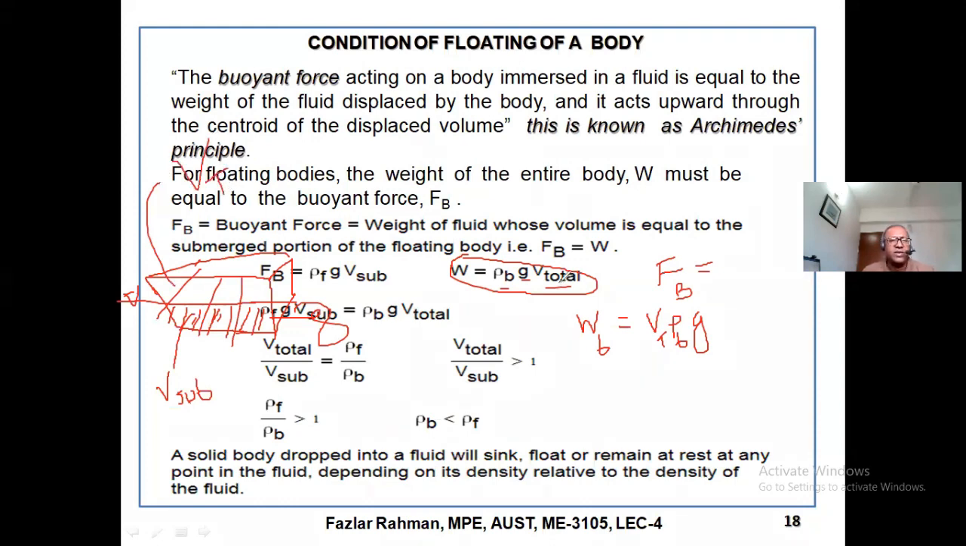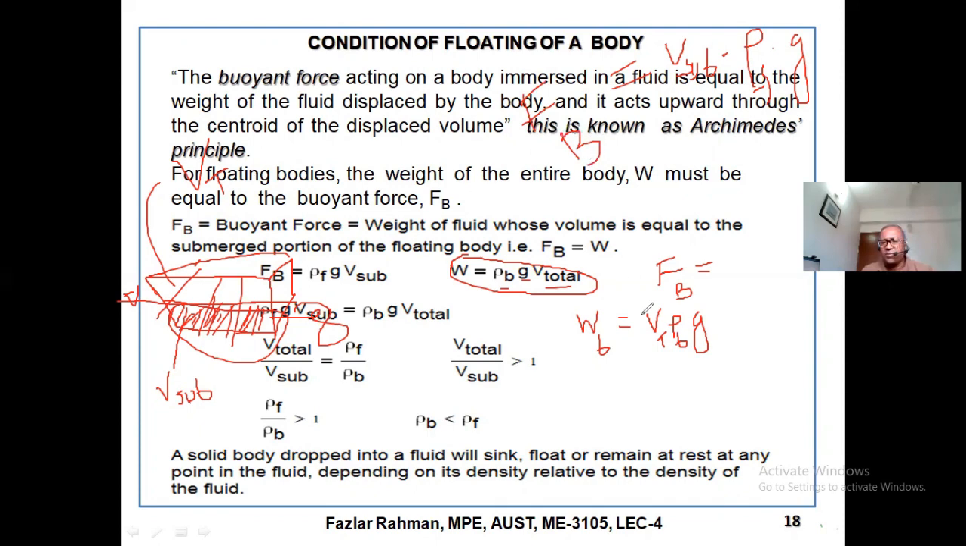Now, how can I figure out the weight of the fluid displaced by the boat? Only this much volume, right? So I know the volume inside the fluid or water is V sub. Then you multiply by the density of the fluid and g. That much force works in the upward direction, and that will be equal to FB. FB means buoyant force working upward.